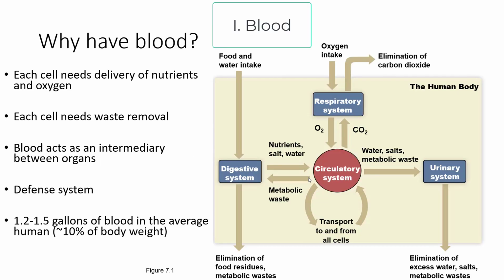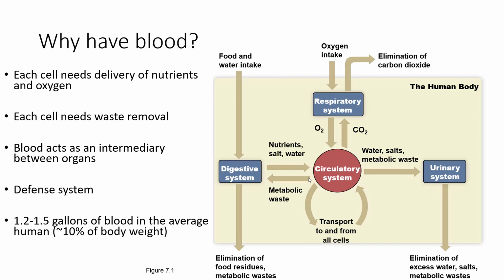So why do we have blood? Well, each cell in the body needs delivery of nutrients and oxygen. If you are fresh off the muscle lecture, you recognize that the delivery of oxygen and nutrients to slow twitch muscles is necessary for those slow twitch muscles to continue their long-term function. And likewise, each cell will need waste removal. For fast twitch muscles, if they're producing lactic acid, that lactic acid and other metabolic byproducts need to be removed.